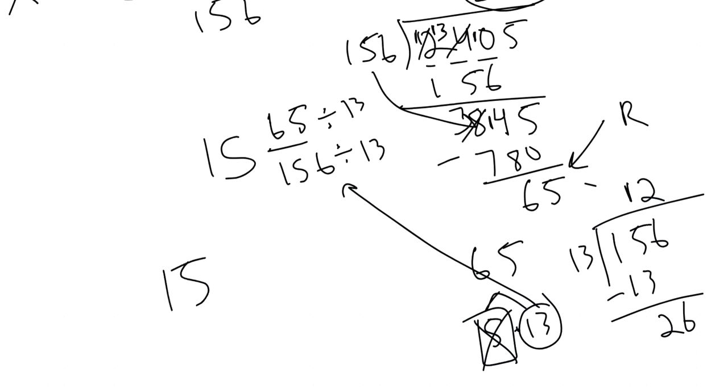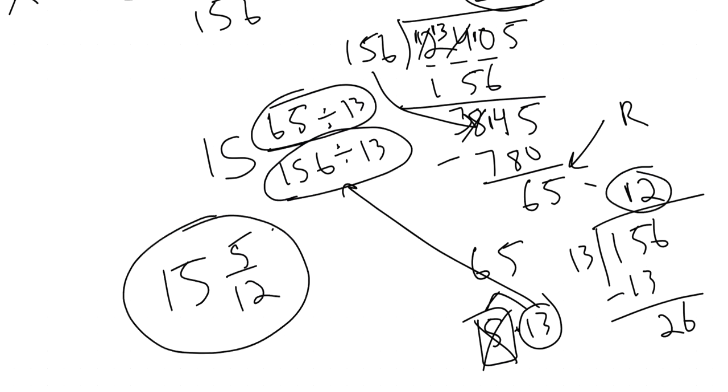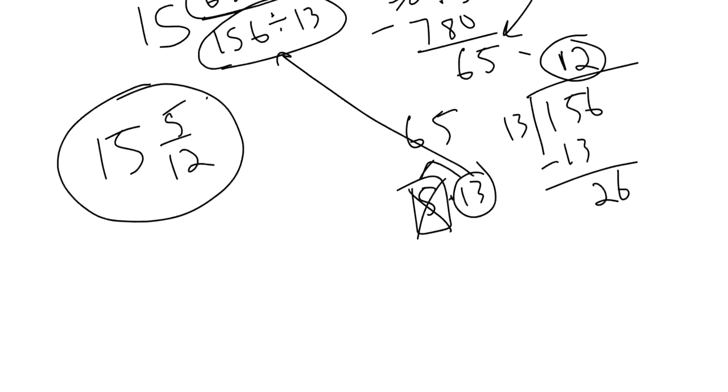Now 65 divided by 13 is 5. And 156 divided by 13 is 12, like we just figured out here. So 15 and 5/12 is the final answer as a mixed number. And to get the improper fraction, we simply do 15 times 12. That's 180 plus 5, so that's 185 over 12.